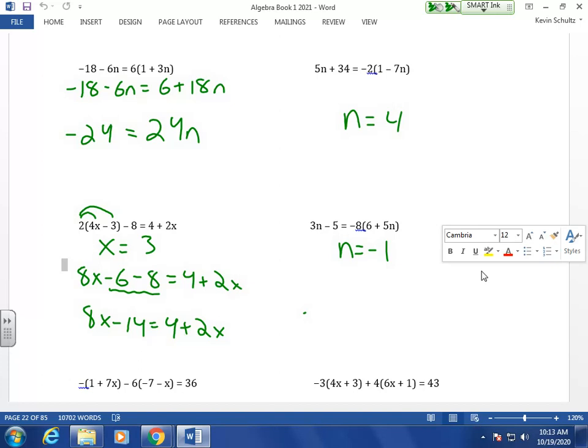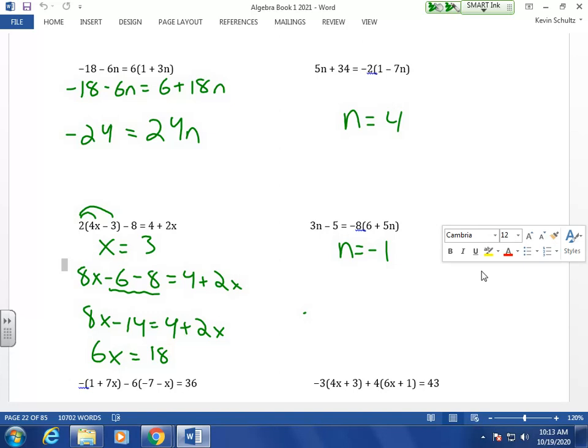Left. So then you'd subtract 2x from both sides to get 6x on the left. You'd add 14 to both sides to get 6x equals 18, and then divide 18 by 6, and you get 3. Okay. Anything else with that?